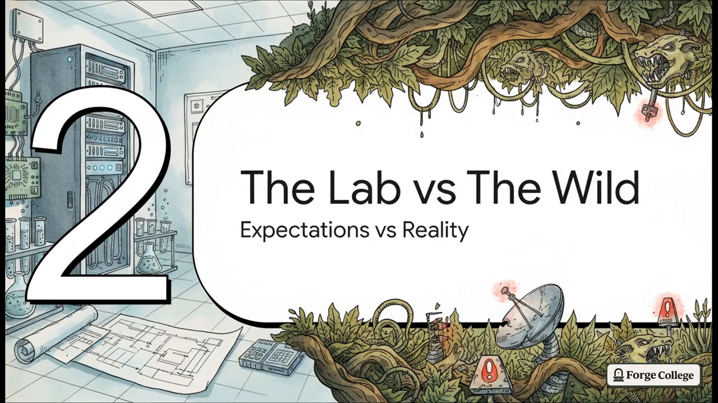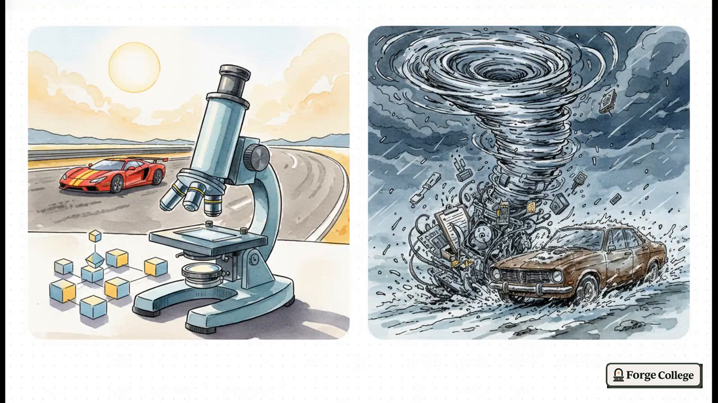Moving right along to Section 2, the lab versus the wild. Writing a mathematical proof really is like driving a sports car on a completely empty, perfectly paved track. Perfect crash semantics, synchronous delivery, totally reliable nodes. It's pristine theory. But deploying that code to a global network, that is the messy reality.